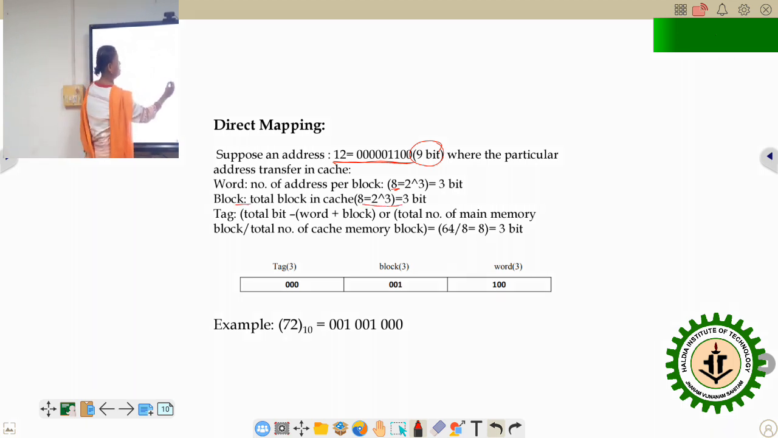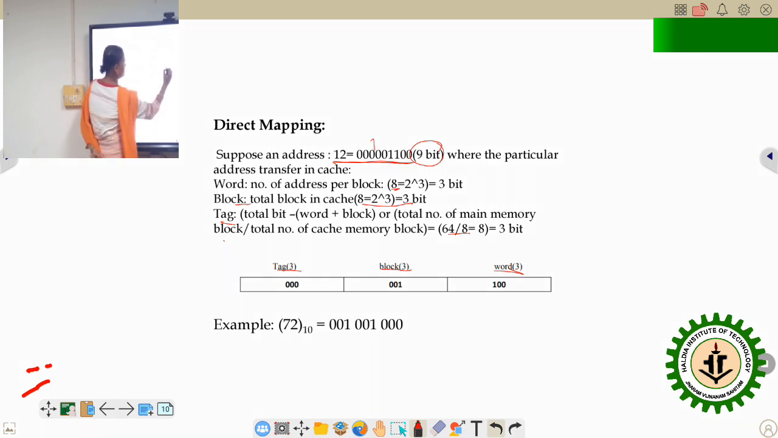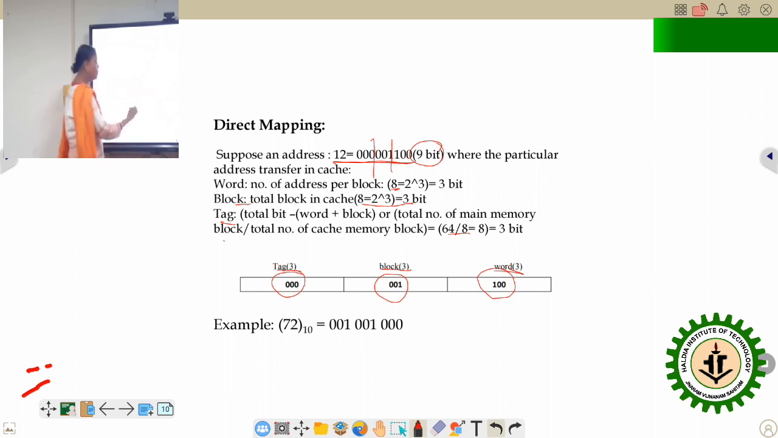So the block value is 3 bits, and the tag is the total number of main blocks divided by the total number of cache blocks. So 64 divided by 8 equals 3 bits. So each sub field is 3 bits. Now you just partition 0 0 0 0 0 1 1 0 0. So this is tag position 0, block position 1, and in the block, location 100 is your final value.